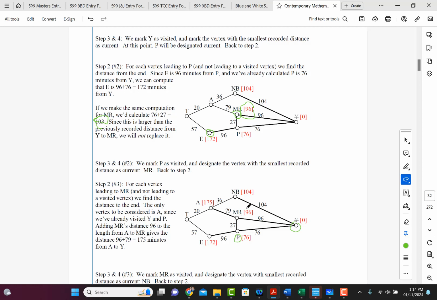And so now we're at MR because MR has the lower of the two, 96 and 172. We didn't replace this one because it was larger, so we keep that one. So now the smaller of the two is MR. So now we do the same thing. We take all of the distances from MR. There's only one, which is A. So the distance from A is going to be 79 plus the 96, which gives us 175.